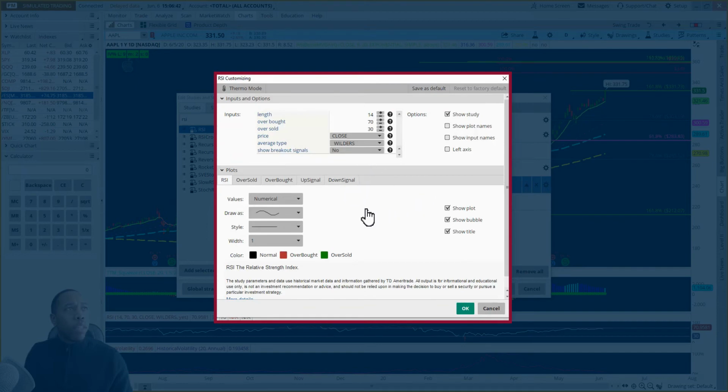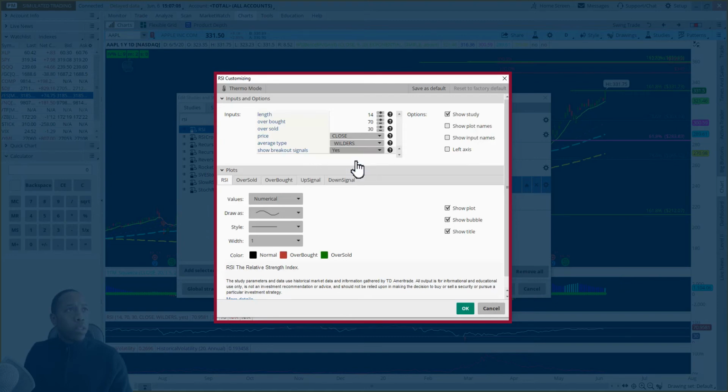We're going to leave everything where it's at. 14 periods, as you saw, that's what we were dividing the averages by. The length is 14. The overbought is 70, the oversold is 30. Closed price is what it's measuring. Wilder's, he's the guy who actually made the indicator, so we're going to use this average type. The calculations in there were the Wilder's calculations. And then show breakout signals. I want to turn this on.